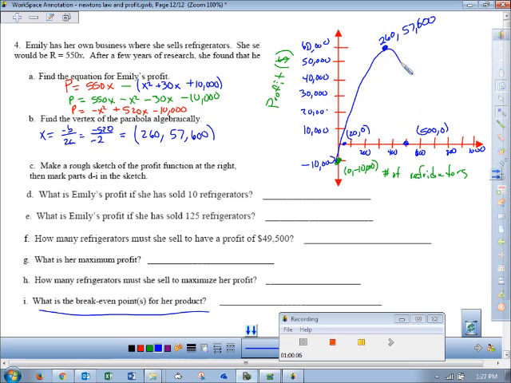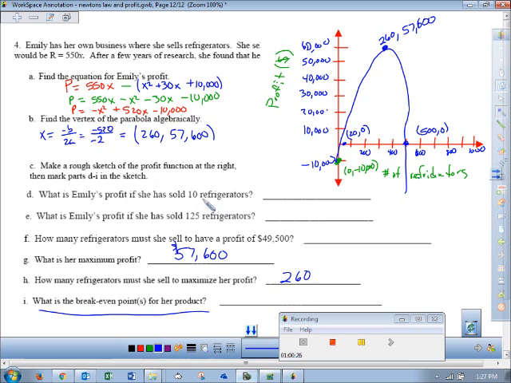Maximum of the graph is how much? 260, right? You use algebra to figure out 260 fridges is the right amount to sell. So it says, how many fridges should she sell to maximize the profit? 260. What is her maximum profit? $57,600. I want to do one other one before the bell rings here, how to answer it.